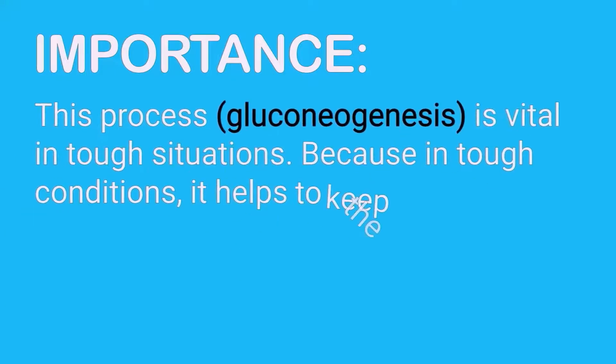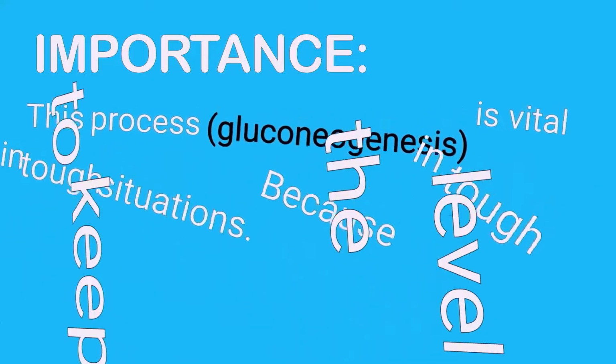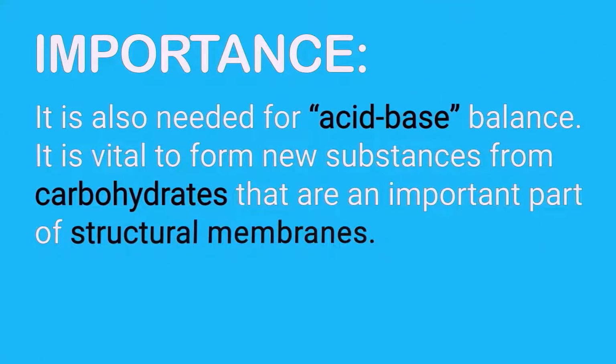Importance of gluconeogenesis. This process is vital in tough situations because in tough conditions it helps to keep the level of glucose in the blood balanced. It is also needed for acid-base balance. It is vital to form new substances from carbohydrates that are an important part of structural membranes.